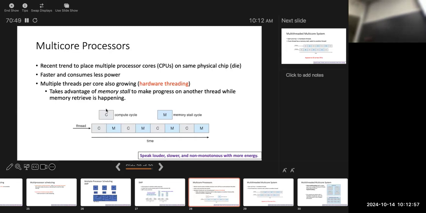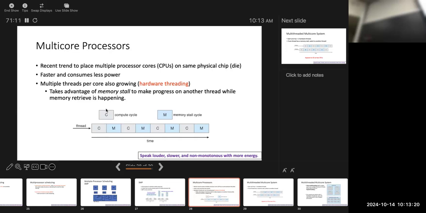So what you can do is that when it is waiting, you can allow another thread too. So this is like compute. So here it was compute. And this is memory stall. So you can allow another thread such that here it can perform its compute.